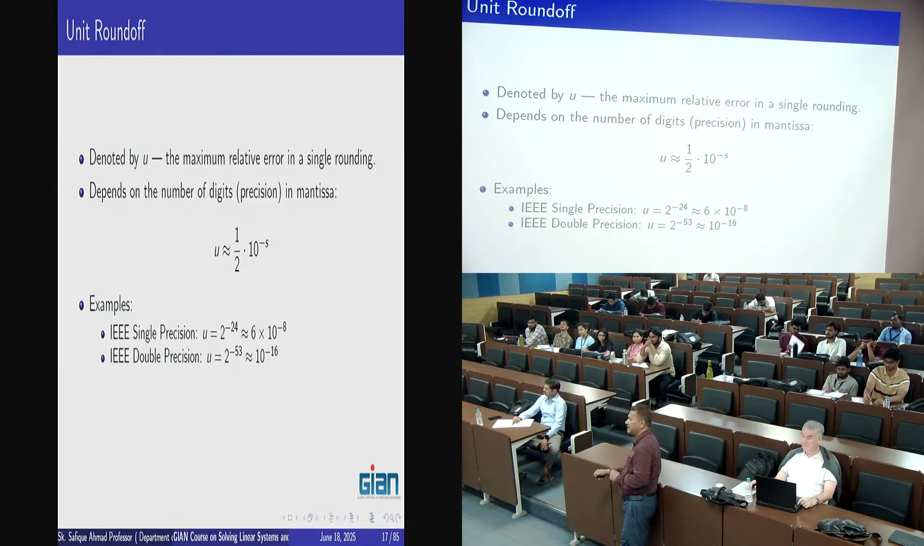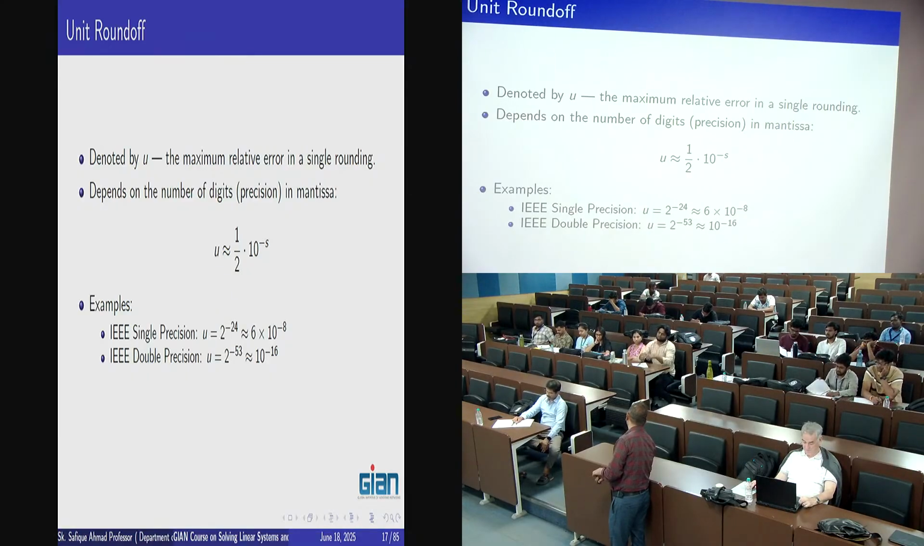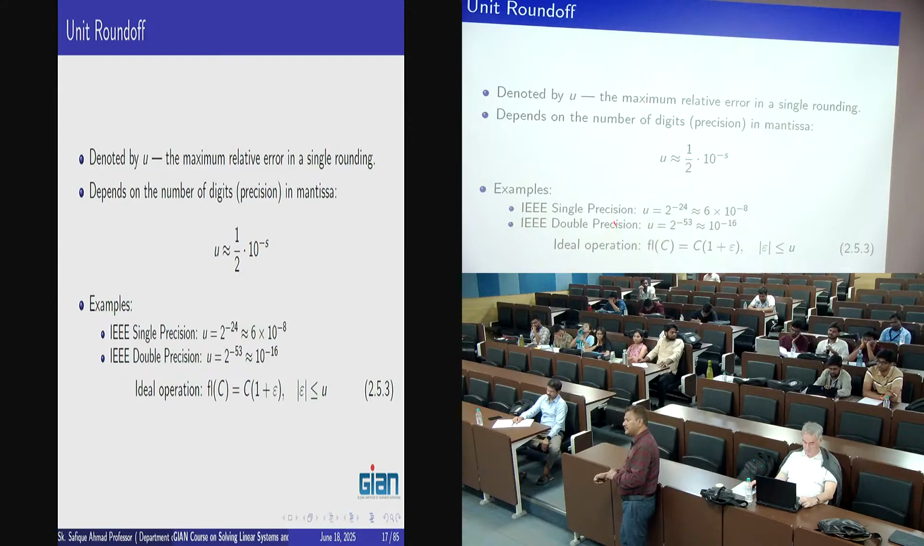So, when you do the computation, what would be the unit round of error? If that much error you are accumulating, that means your calculation is numerically stable. We use this relative error, and this error should be less than or equal to the unit round of error. That means it is numerically stable.